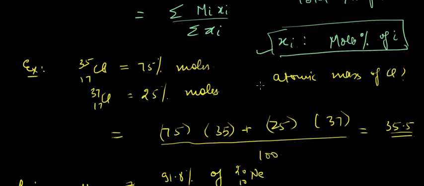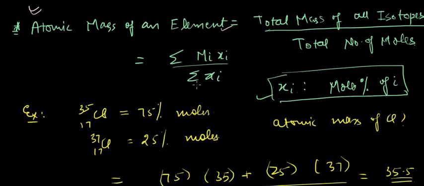Okay, now on the same formula we are discussing an example. So let's say in nature we have Cl35 present in 75% molar ratio and Cl37 present in 25% molar ratio. We have to calculate the atomic mass of Cl. So the atomic mass of Cl can be calculated with the total mass of all isotopes, which is 75 into 35 plus 25 into 37, divided by the total number of moles, which is 100. This gives the atomic mass of chlorine as 35.5.